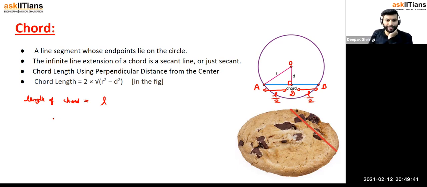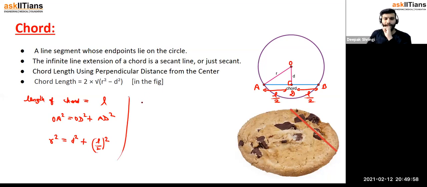Fine. If I use the Pythagoras theorem, guys, can I say that OA square equals OD square plus AD square? OA is given to you as R square, OD is given as D square, and the length of the chord is not given, so we let it be L, so it would be L by 2 whole square. From there, I get R square minus D square equals L square by 4. So 4 times R square minus D square equals L square.